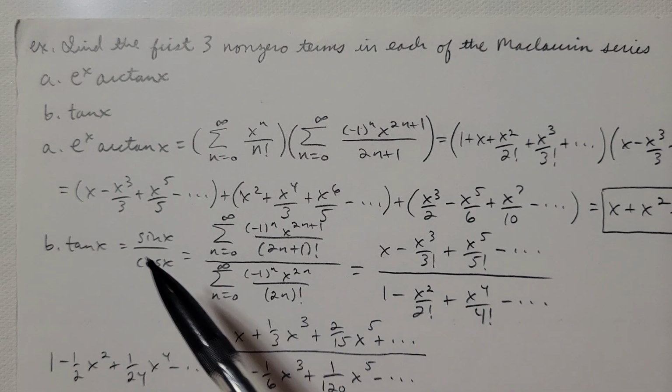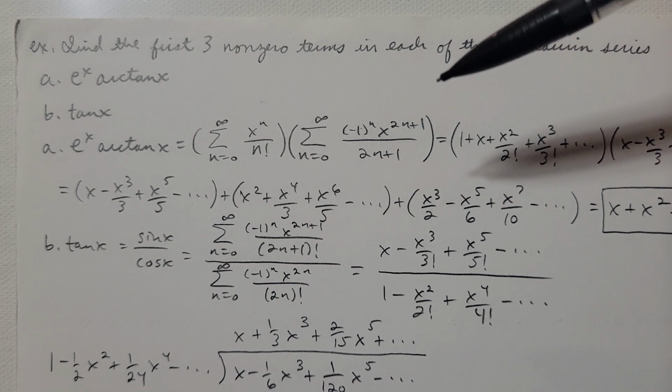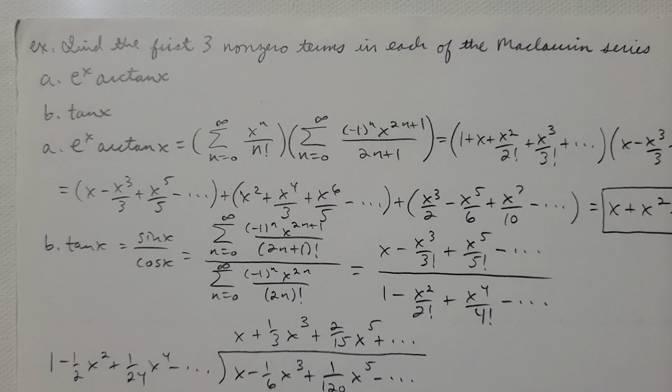If I use the Maclaurin series for e to the x and the Maclaurin series for the arctangent of x. We saw the Maclaurin series for e to the x in the first example that I showed you in this section here. That's the summation as n equals 0 to infinity of x to the n divided by n factorial, times the power series for arctangent of x, that we saw in the last section in 11.9. That's the summation as n equals 0 to infinity of negative 1 to the n times x to the 2n plus 1 divided by 2n plus 1.